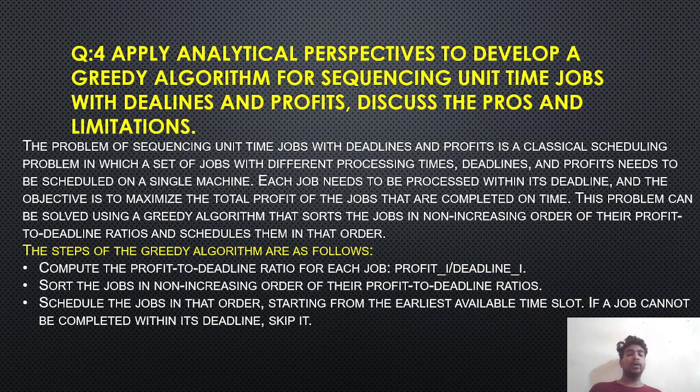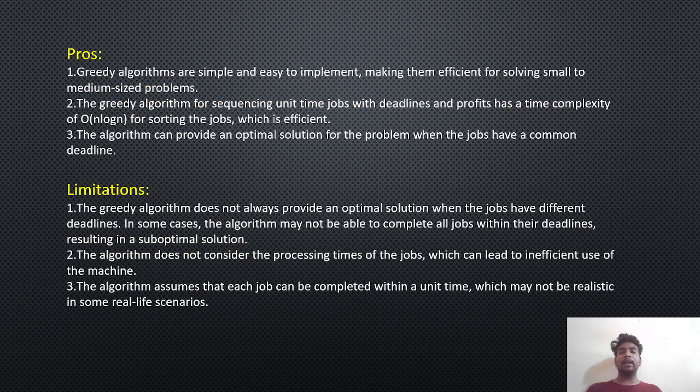Compute the profit to deadline ratio for each job, then sort the jobs in non-increasing order of their profit to deadline ratios. Schedule the jobs in that order, starting from the earliest available time slot. Pros: the greedy algorithm is simple and easy to implement. The greedy algorithm for sequencing unit time jobs with deadlines and profit has a time complexity of O(n log n) for sorting the jobs, which is efficient. The algorithm can provide the optimal solution for the problem where the jobs have a common deadline.